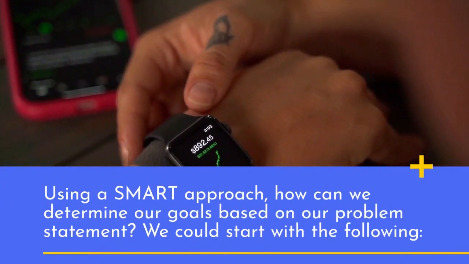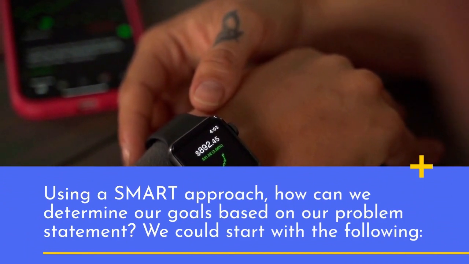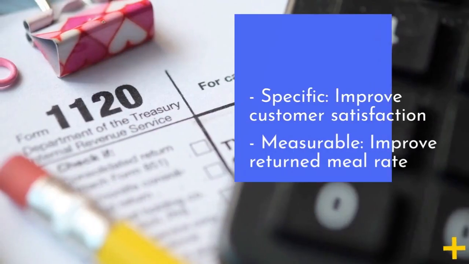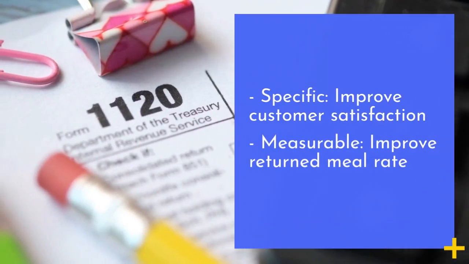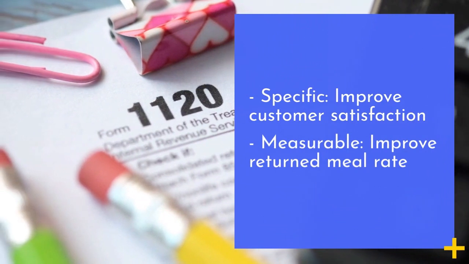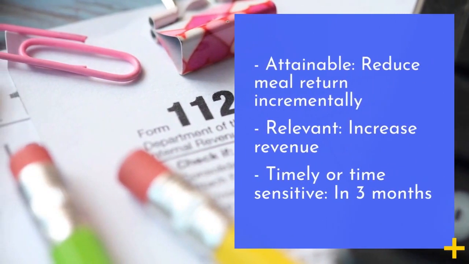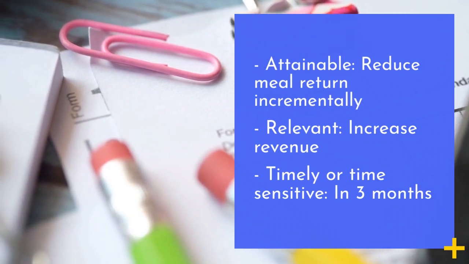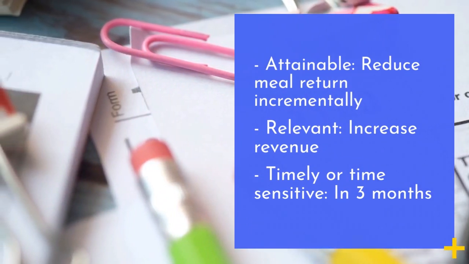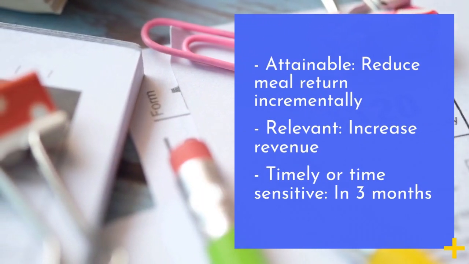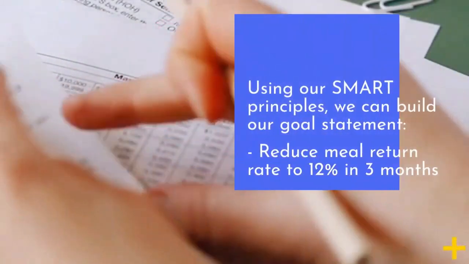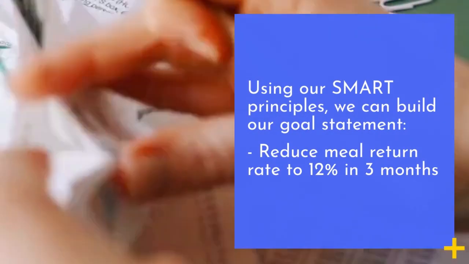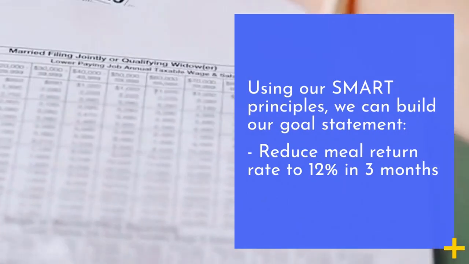Using a SMART approach, how can we determine our goals based on our problem statement? We could start with the following. Specific, improve customer satisfaction. Measurable, improve returned meal rate. Attainable, reduce meal return incrementally. Relevant, increase revenue. Timely or time-sensitive, in 3 months. Using our SMART principles, we can build our goal statement. Reduce meal return rate to 12% in 3 months.